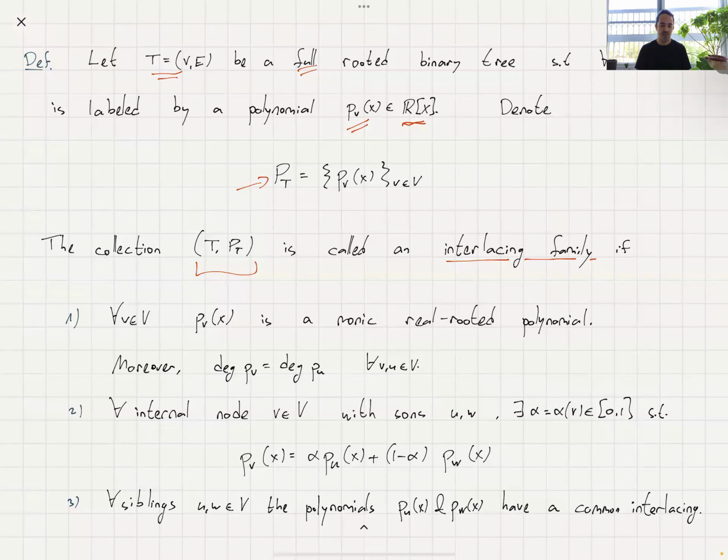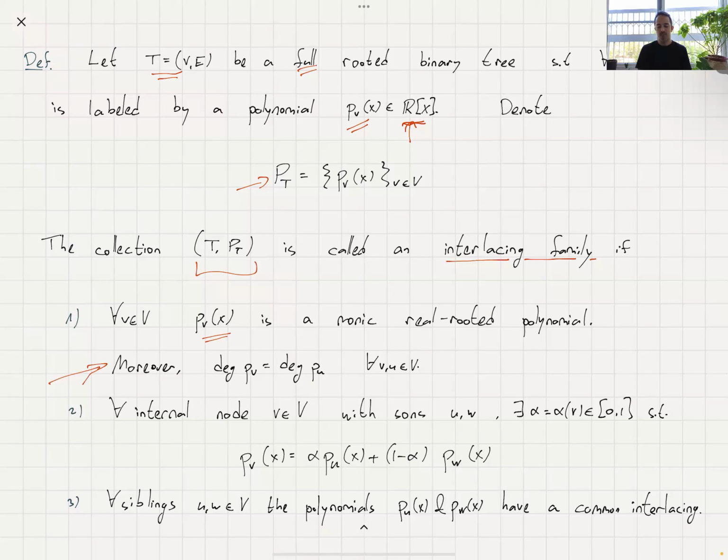three conditions are met. So first of all, you want every polynomial, for every vertex, to be monic, and you want it to be real-rooted. So it's not only a polynomial of real coefficients, but on top of that, it should be real-rooted. And moreover, the degrees of all polynomials in the family are the same, some n. Okay, so that's what we have here.